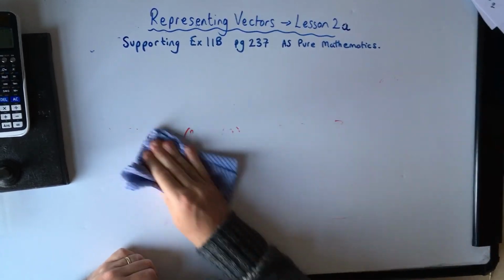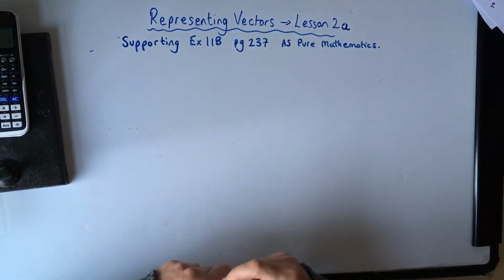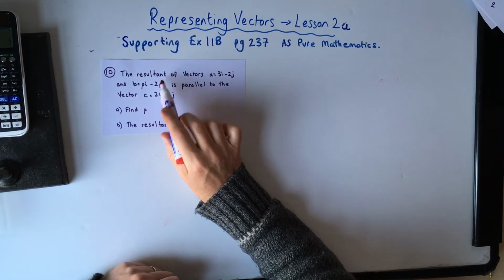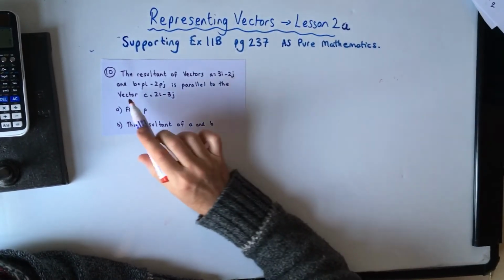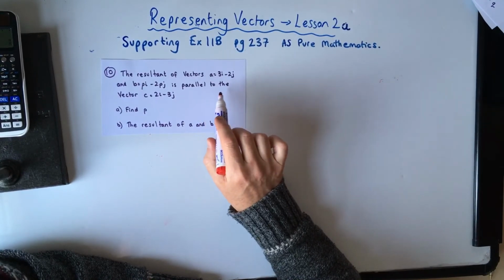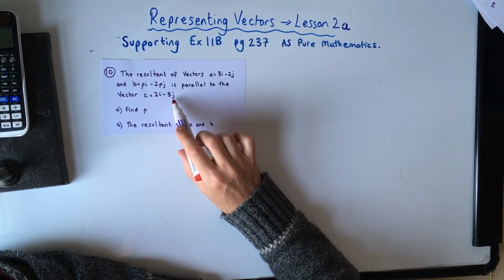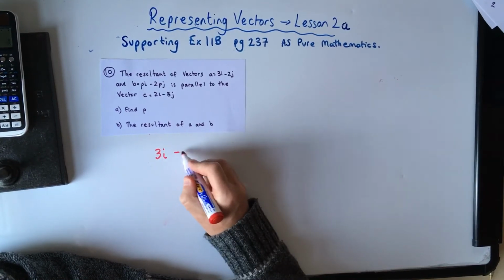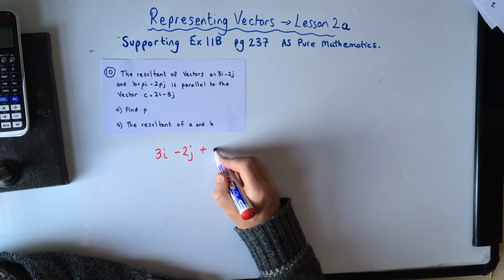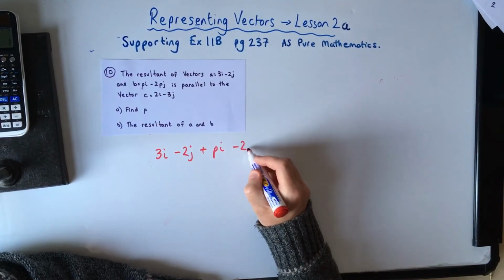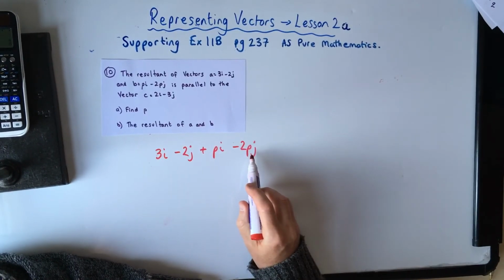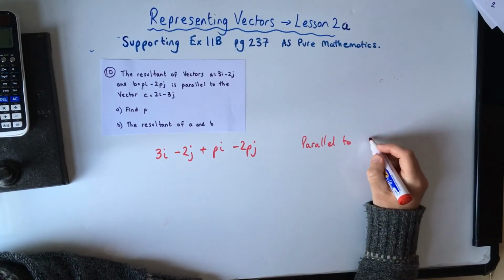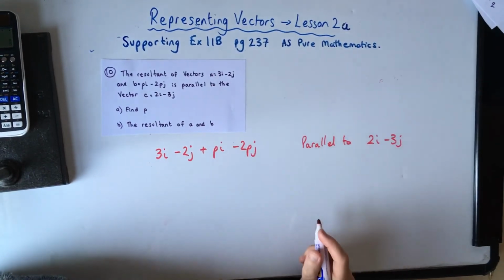But number 10 is a little bit harder. Okay, so I'll just go through number 10 with you. There's that word resultant again. The resultant of vectors a and b is parallel to the vector 2i minus 3j. Remember that resultant means added together. So this is saying 3i minus 2j add pi minus 2pj. So those two added together, that's a plus b, and that is parallel, not equal to, but parallel to c, which is 2i minus 3j.